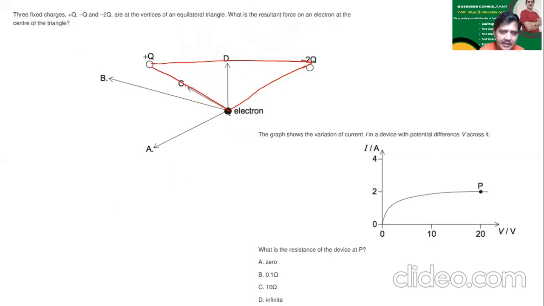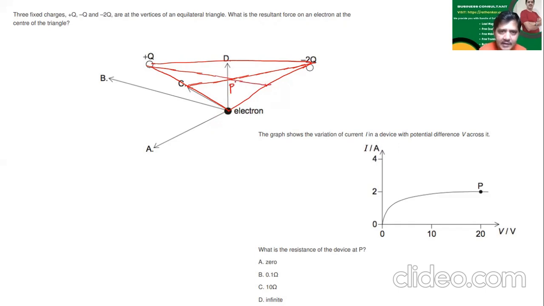What are the types of centers you have studied? You have studied centroid, incenter, circumcenter, and so on. In an equilateral triangle, all the centers coincide with each other. So let us take up the centroid first. Let us take the center of this side and draw a line joining the vertex. Then this line will join this point, and this is the center. It will join like this over here.